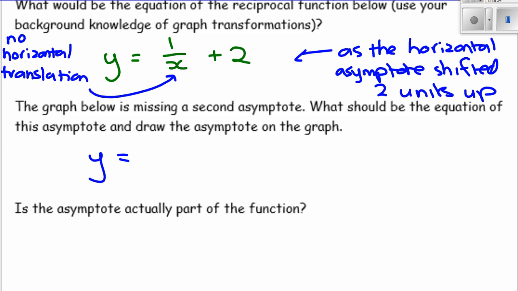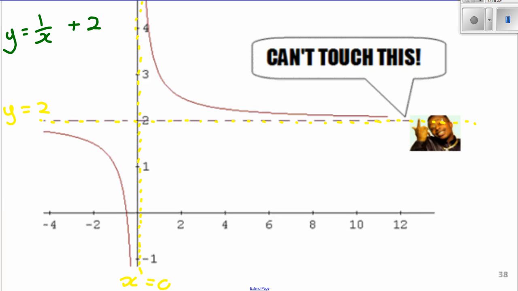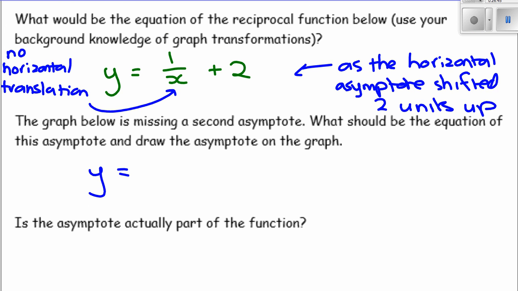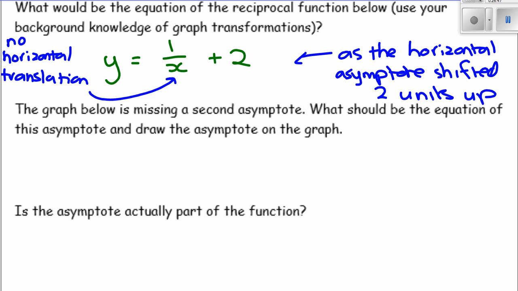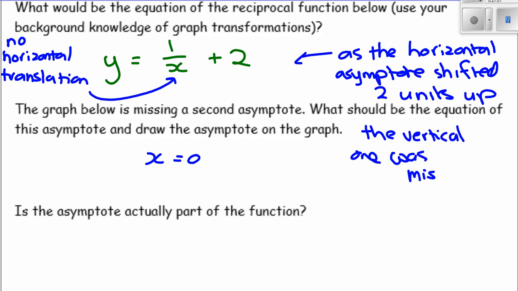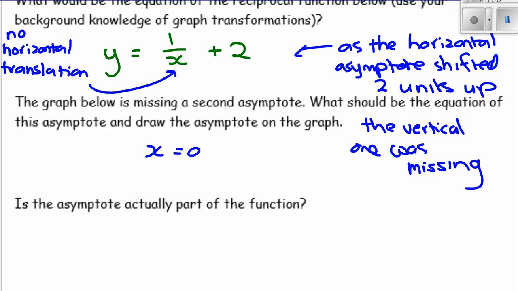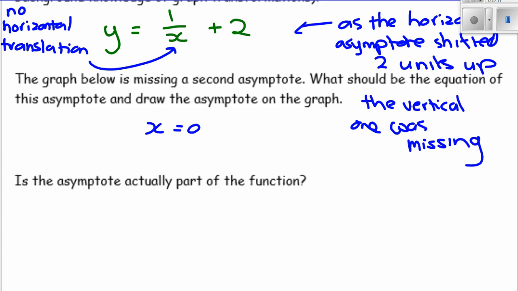So it was missing the asymptote. The horizontal one is there, and it's missing the other one. X equals 0, because it was the vertical one that was missing. The horizontal one was drawn. We just coloured it in here, and we've already drawn it on the graph. X equals 0, because there was no horizontal translation, so it just stayed. It was just 1 over x.